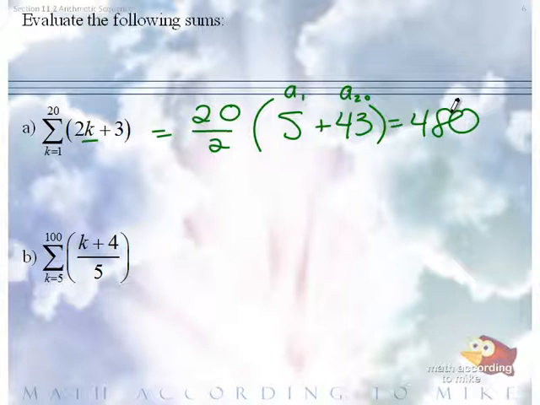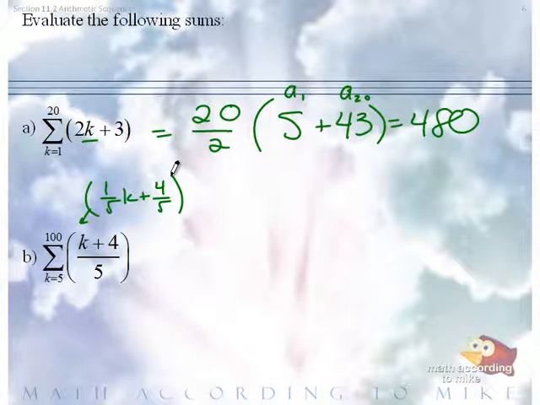For part B, the hard part is figuring out the number of terms. Now, as a quick comment, notice it's not written linearly like we are usually used to. If you want to think of your term here as 1/5 k plus 4/5, that's fine. Your choice. You don't have to. But if anything, that shows that it's linear. It has the mx plus b format.